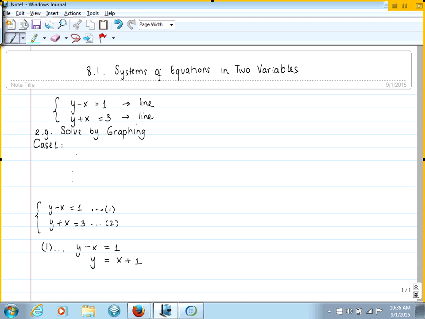Good. And let's see here. Do I know the slope? What is the slope? 1. The coefficient of x. The coefficient of x is 1. What is the y-intercept? 0, 1. Yes. Good. So we could graph the line.